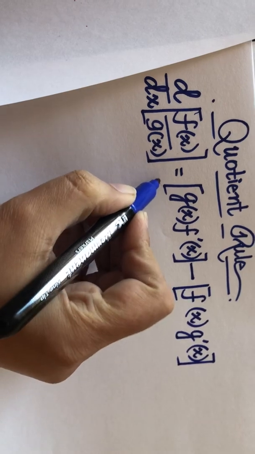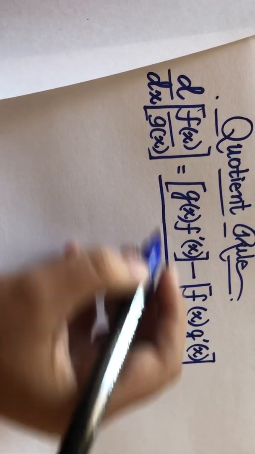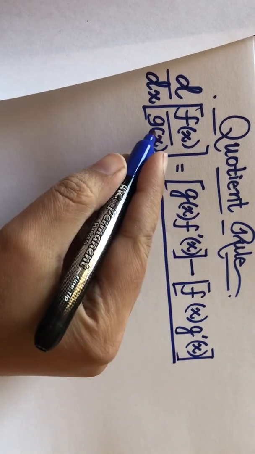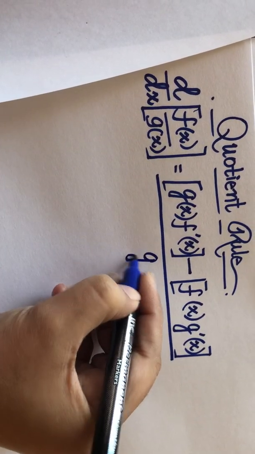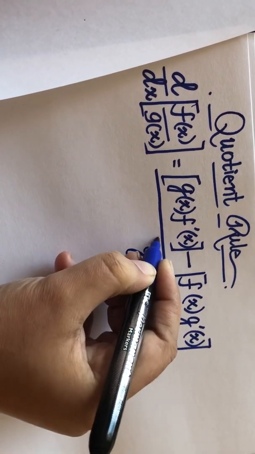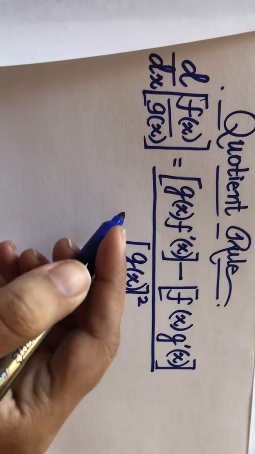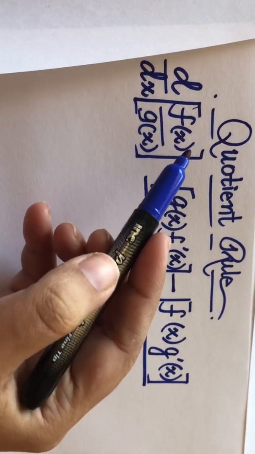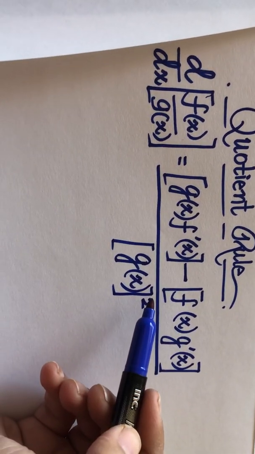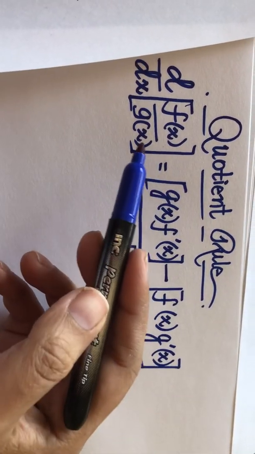And at the bottom of the derivative of this given function, you will have your original function g of x, and we do the square of g of x. So I'm going to repeat and explain it more to you. Basically, this is already a formula. We will do the proof of this formula in another video.